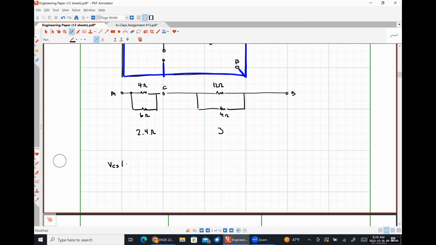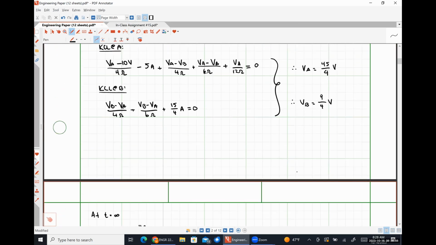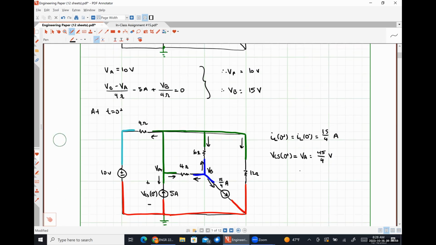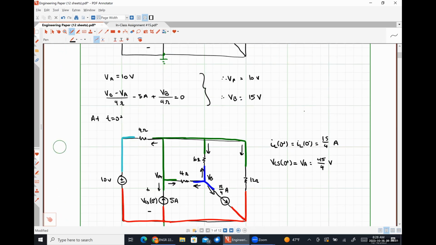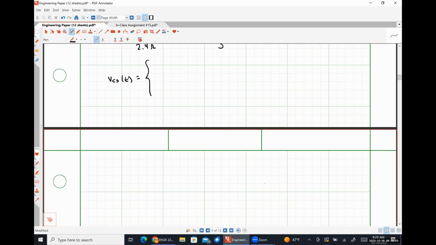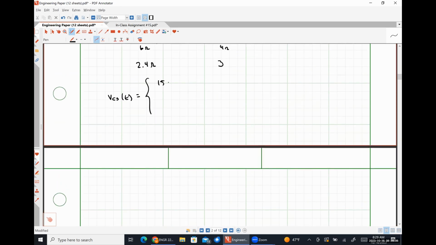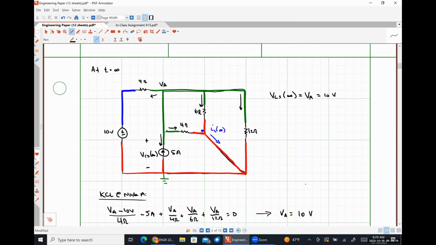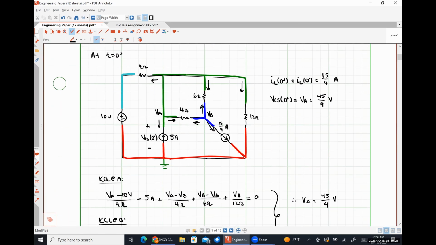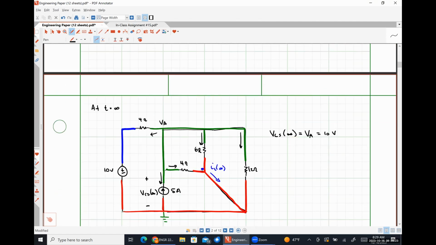So VCS as a function of time is going to be the value that we had at 0 minus, which, let me scroll up here and find it because it's been a hot minute, 15 volts for t less than 0 minus. Then we're going to have VCS at 0 plus, which I believe was 45/4.